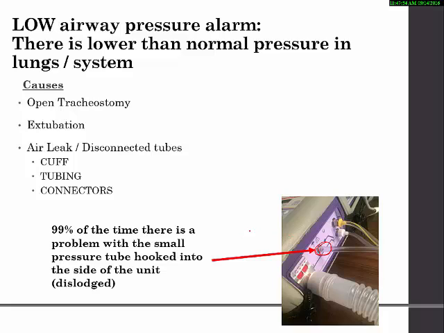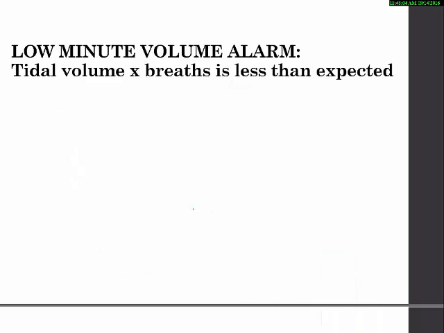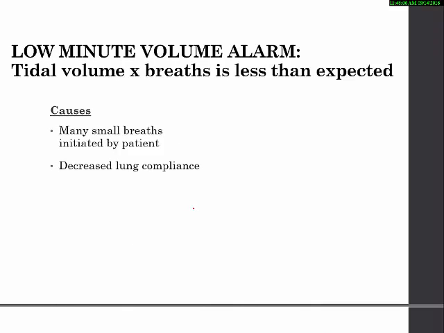Make sure you still have a waveform, ETCO2 is good, make sure you still have a good SpO2, and try to figure out where the leak might be. Low minute volume. So as we said, your CO2 is controlled by your minute volume. If you have many small breaths that are being initiated by the patient, that can drop the minute volume, which will cause an increase in CO2.